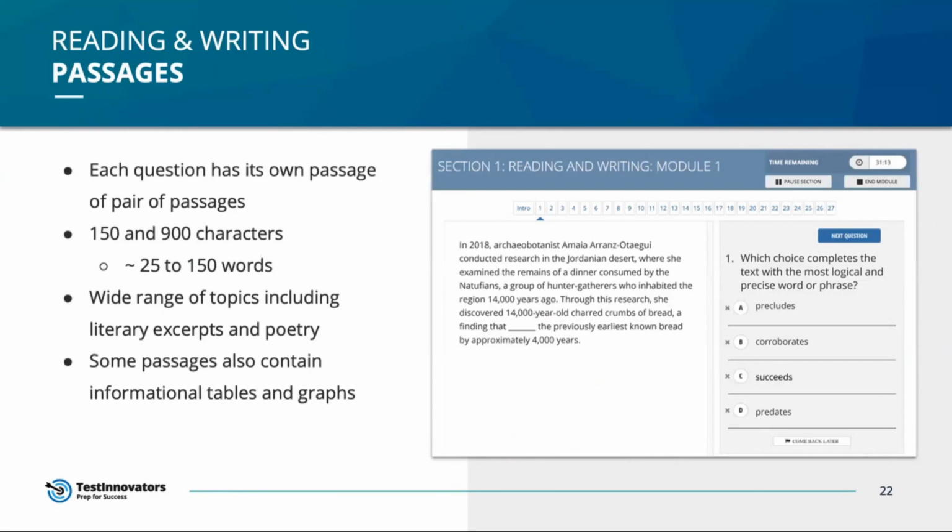Each question has its own short passage or pair of passages. The passages are about 25 to 150 words. That's 150 to 900 characters. And they deal with a wide range of topics, including literary excerpts and poetry. Poetry was not something we saw on the paper SAT. Some passages also contain informational tables and graphs. As you can see here, here's an example of a question where you have a short passage and then it's asking which word most logically completes the passage.